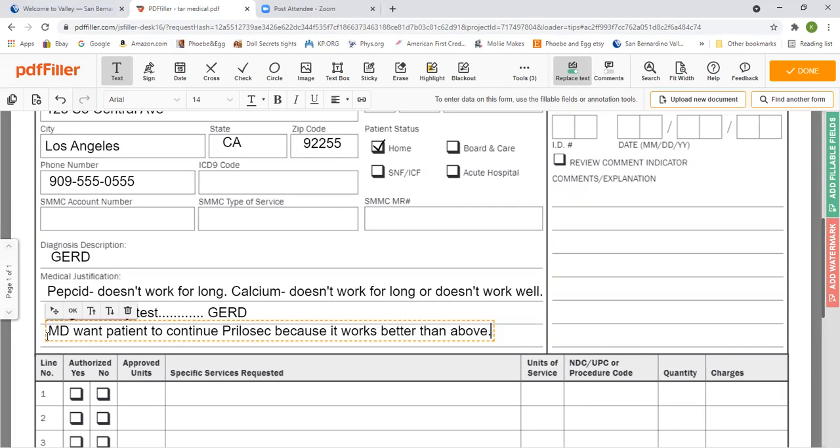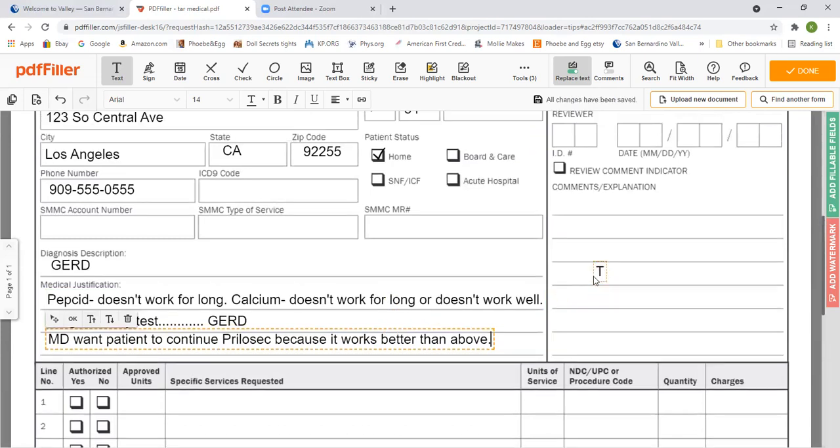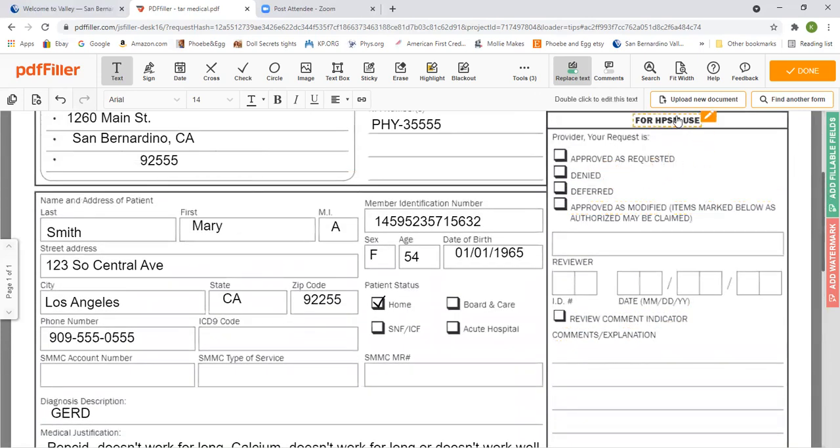And for whatever reason, it works better than the above drugs, whatever it is. Okay, this over here is where you're going to get back either approved as requested, denied, or deferred. Deferred means they want more information, so they're not going to make up their mind right now, and they'll ask you why, and you'll have down here to enter the comments.